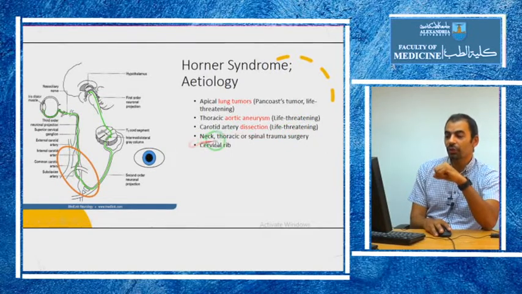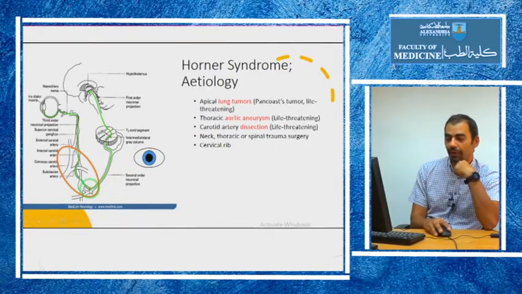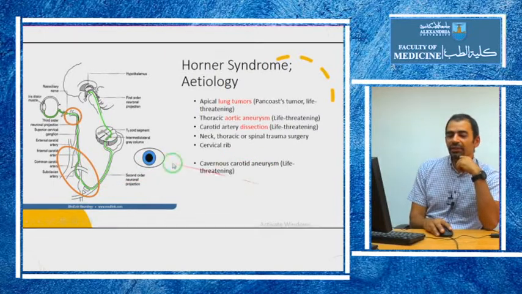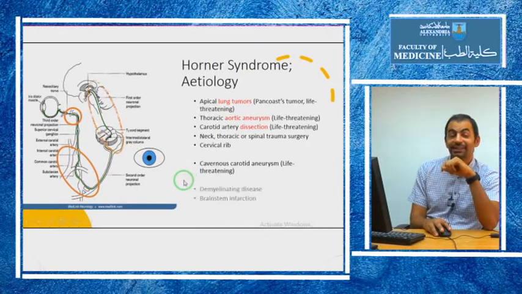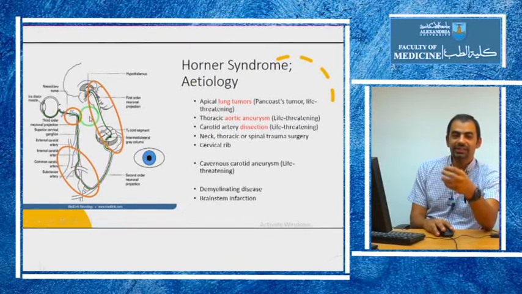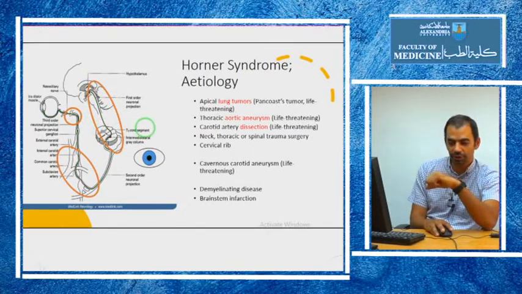Other causes will include neck, thorax, or spinal trauma or surgery, and cervical rib. Sometimes we have an accessory cervical rib that can compress the pathway. Another common site of affection is the cavernous sinus. If there is a carotid aneurysm in the cavernous sinus, it can produce Horner syndrome, and again it's life-threatening. Or the final site is the brainstem and the spinal cord, where demyelinating diseases like multiple sclerosis or brainstem infarct can produce Horner syndrome.